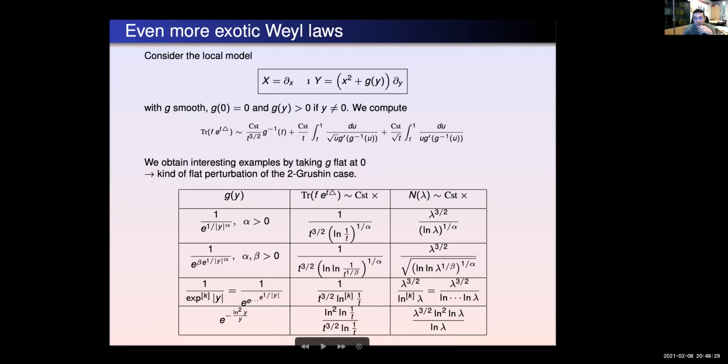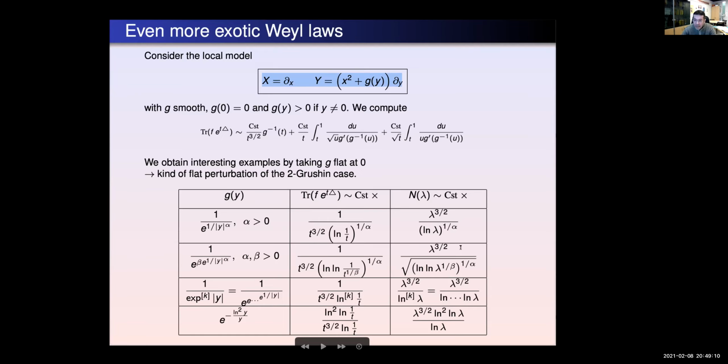Let us consider this case, which you recognize as a perturbation of the 2 Grushin case. You see, this is a perturbation with some function g of y that we will take flat at 0 in order to generate interesting examples. So you consider this sub-Riemannian structure with 2 vector fields in R2. And then here you have examples of function g, which are all flat at 0, okay? No, sorry, this one is not flat, but these ones are flat.